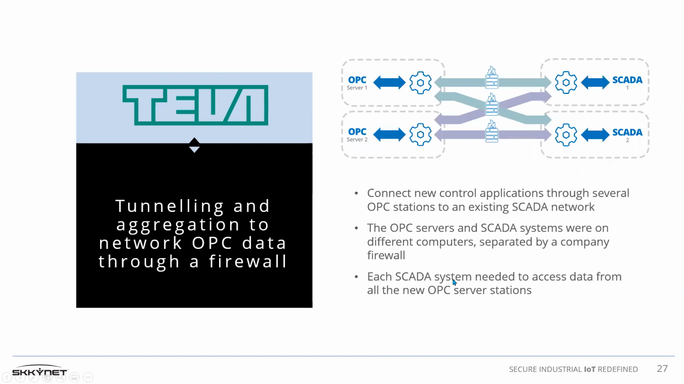We have another example of tunneling and aggregation. Networking OPC data across firewalls. The SCADA systems needed to be aware of the OPC server. So two separate SCADA systems, they're running data connections and redundancy so that each one has real-time information from either one.